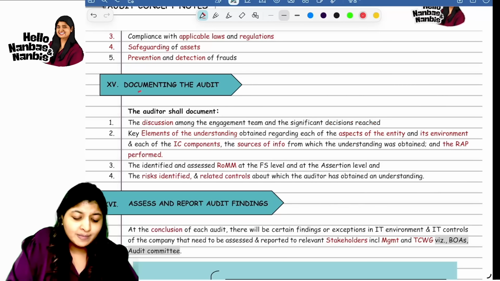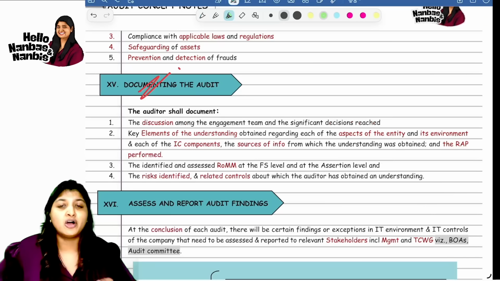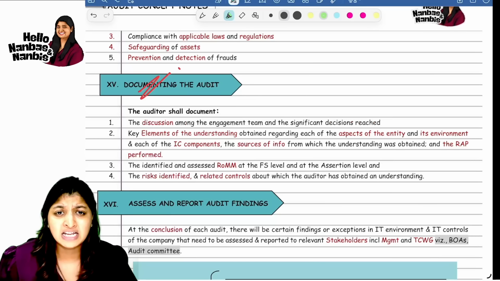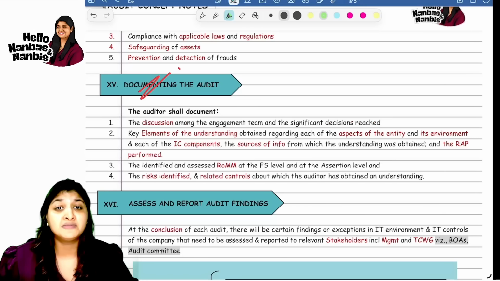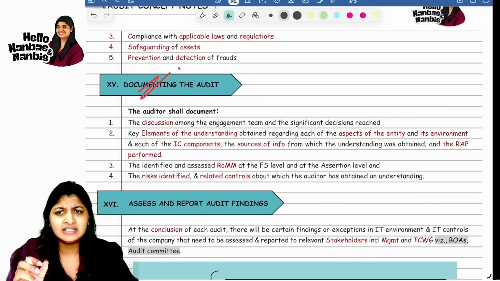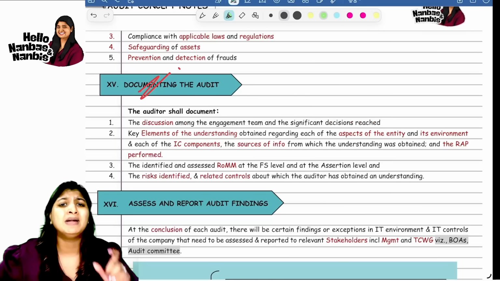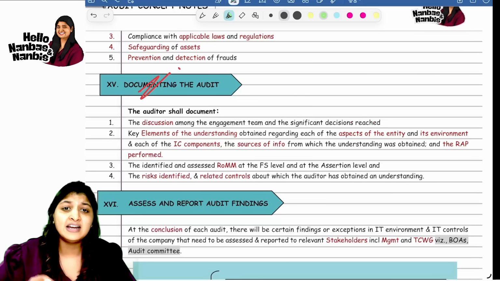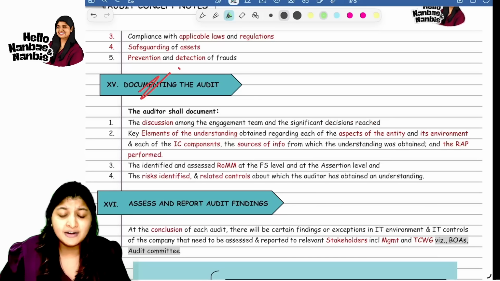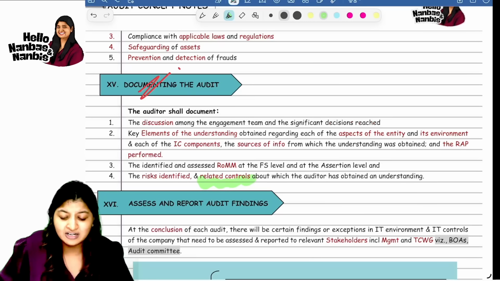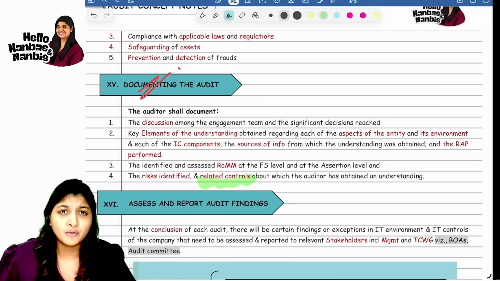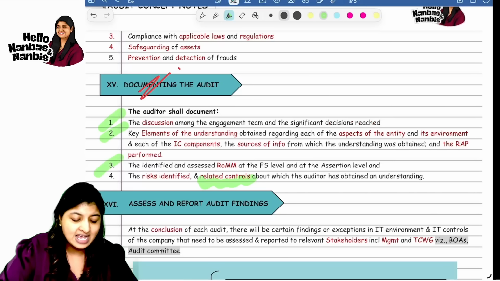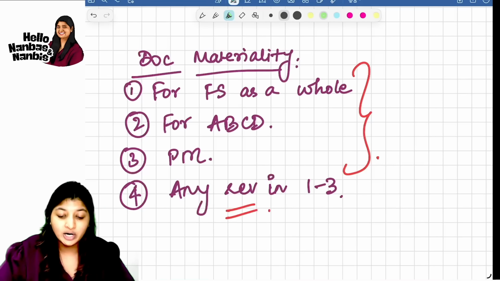The next is documenting the audit. The auditor has to document any discussion between the engagement team members and whatever decisions which has been reached, key elements of understanding the aspects of the entity and its environment, the components of internal control, and the risk of material misstatement, whatever is identified and assessed. If the risks are identified and if there are any related controls with respect to that risk, then how has the auditor obtained the understanding? These 4 points has to be there for documenting the audit.